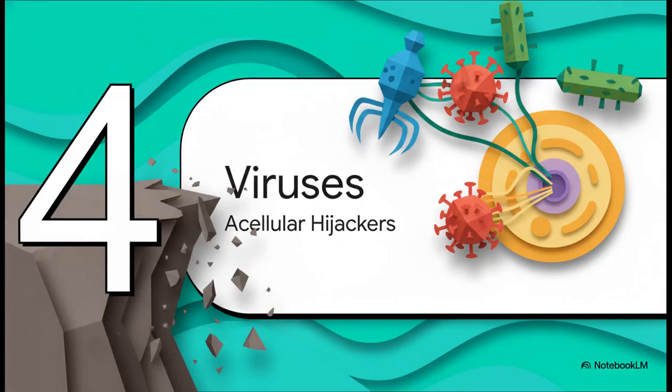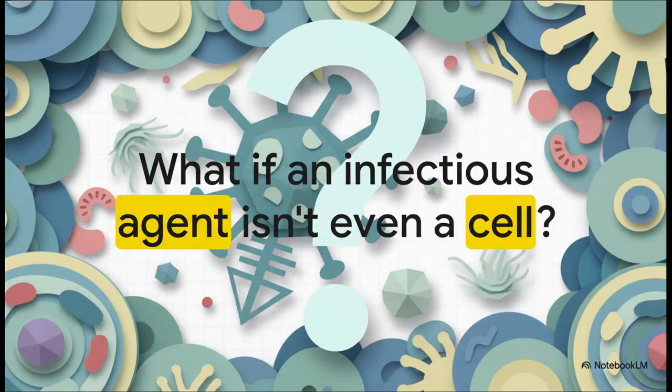Which brings us to Section 4, viruses, the acellular hijackers. This is where biology completely breaks the rules. I want you to let that question sink in for just a second. We've spent all this time marveling at the incredible autonomy of the cell. But what if a devastating, globally disruptive infectious agent isn't even a cell at all? It has zero metabolism. It doesn't consume energy. Left entirely on its own, it is completely inert.